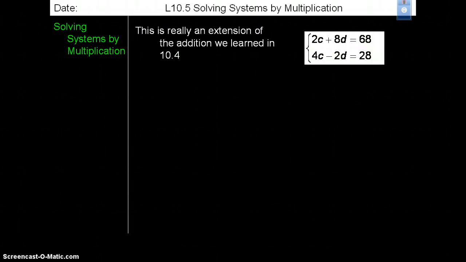So, solving systems by multiplication, elimination. This is really an extension of the addition that we learned in 10.4. If we take a look at the system of equations that has been provided, the addition method from 10.4 is actually not going to work here because we don't have any opposite terms in either of the equations. And in lesson 10.4 we talked about how we could multiply through by a -1, but we actually don't have any equal terms where making one of them a negative would cancel out.